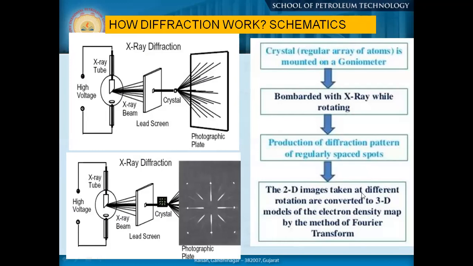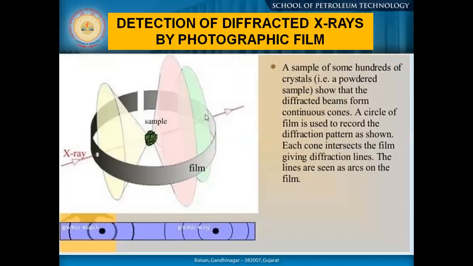The 2D images taken in different rotations are converted to 3D models of the electron density map by the method of Fourier. So that means different people are trying to understand the 2D to 3D configuration, and trying to understand the proper characterization of specific samples, maybe designed samples, maybe specific natural samples. Okay. So this is the photographic film we could put, and try to understand the dotted lines here. These are actually the spots where you will get the diffraction. So once you get it, that will help us.